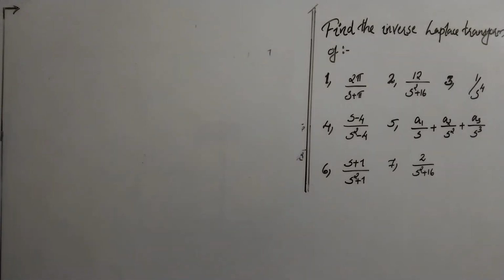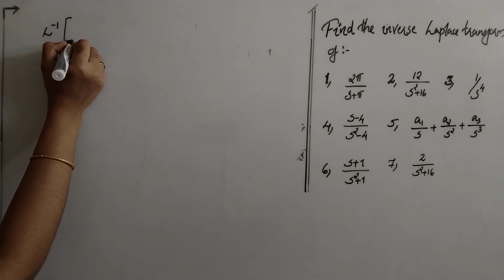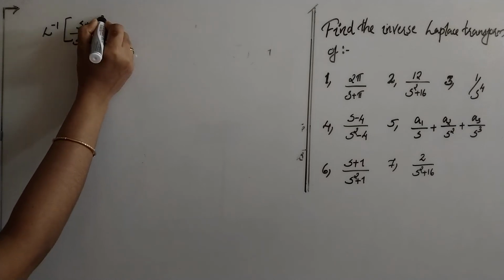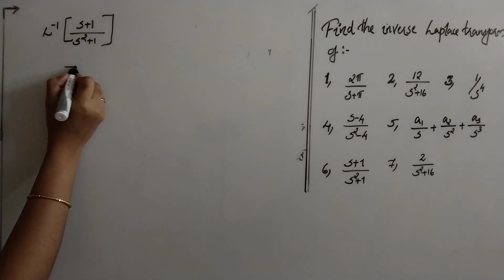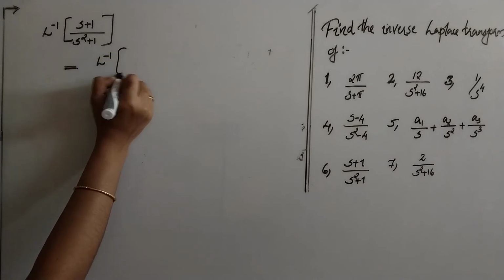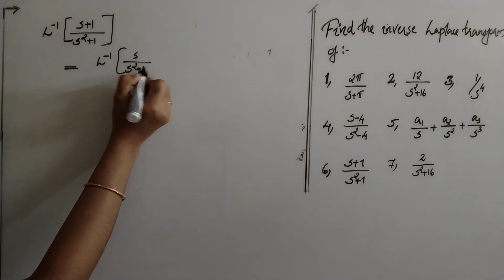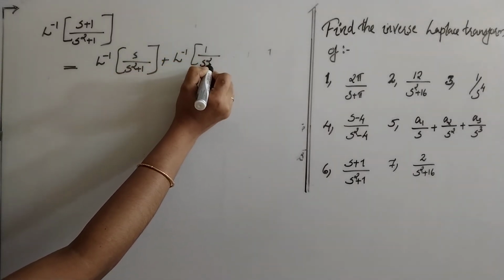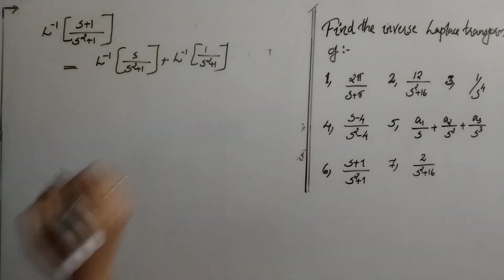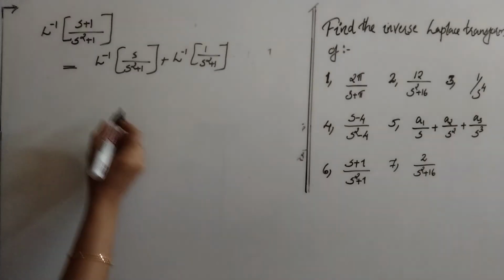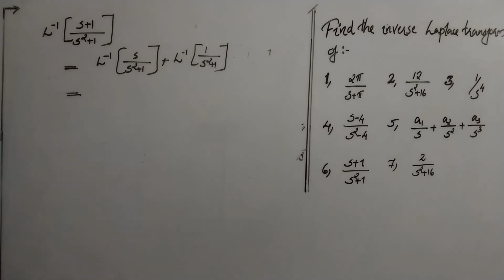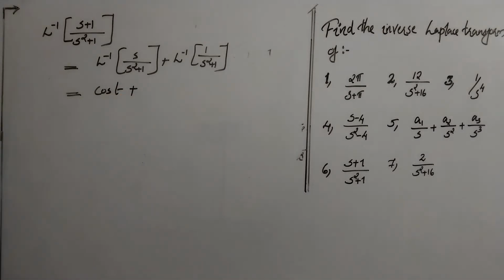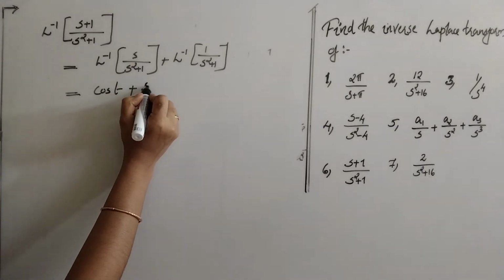Next one is inverse Laplace transform of s plus 1 divided by s square plus 1. By linearity theorem, this can be written as L inverse of s divided by s square plus 1 plus L inverse of 1 divided by s square plus 1. Now, L inverse of s divided by s square plus 1 is what? Cos t, plus L inverse of 1 by s square plus 1 is sin t.